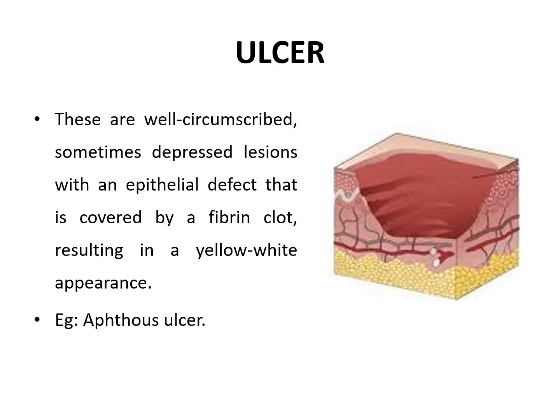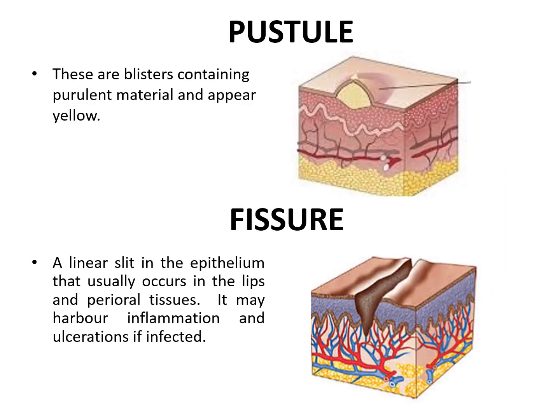An ulcer. An ulcer is a well circumscribed, sometimes depressed lesion with an epithelial defect that is covered by a fibrin clot resulting in a yellow-white appearance. Example, an aphthous ulcer. Pustule. These are blisters containing purulent material and appear yellow in color. Fissure. Fissure is a linear slit in the epithelium that usually occurs in the lips and perioral tissues. It may harbor inflammation and ulcerations if it is infected.